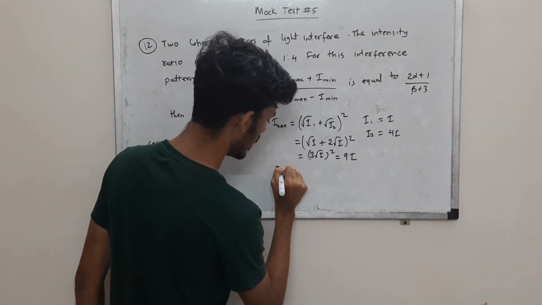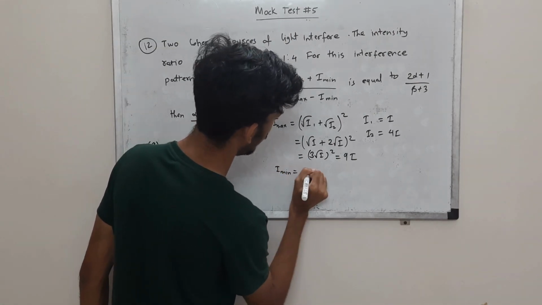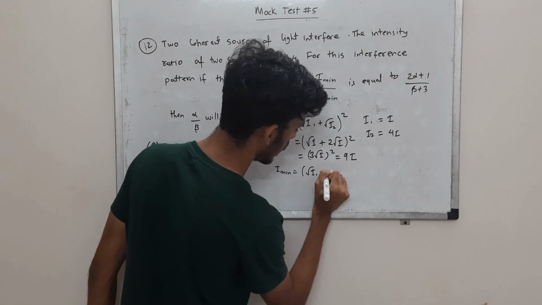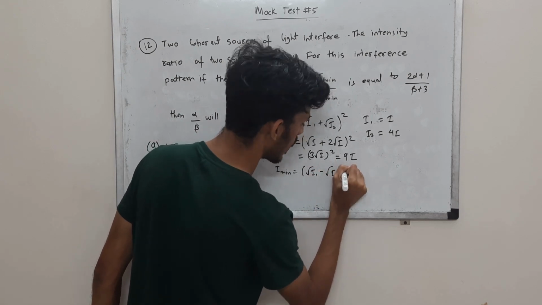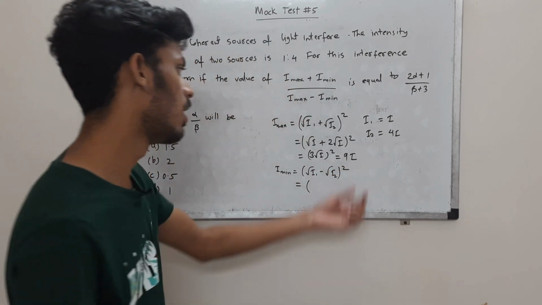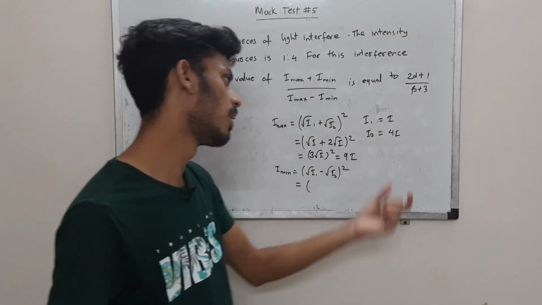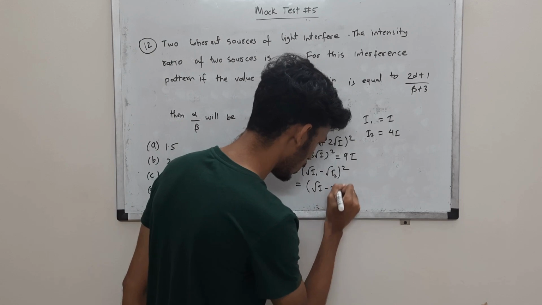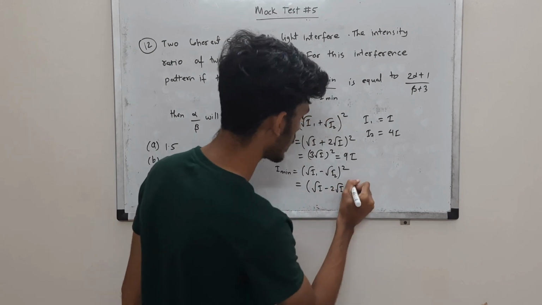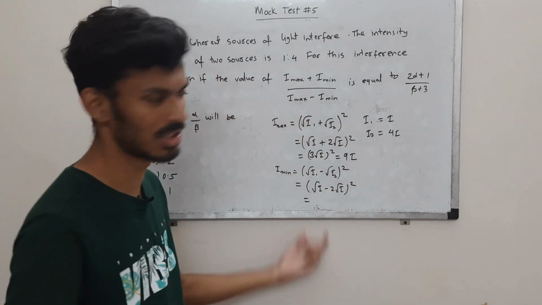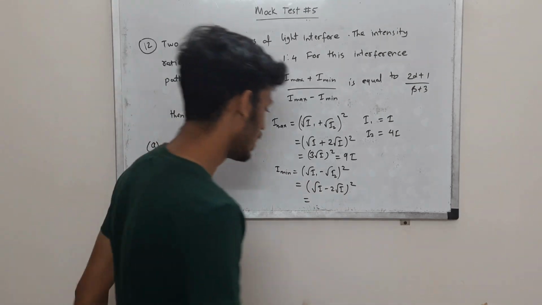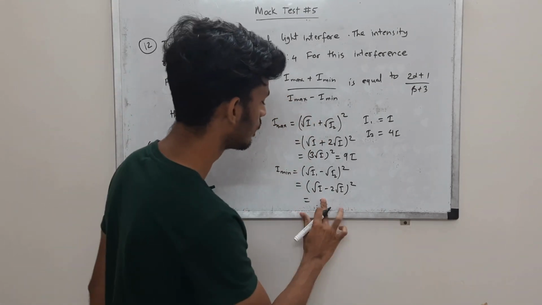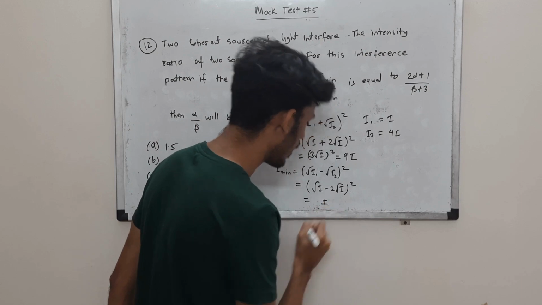Similarly, the minimum intensity we can find out. It will be (square root of I1 minus square root of I2) the whole square, okay. So here we will have square root of I minus 2 square root of I, so x minus 2x is minus x, but it is squared, so anyways we'll get I.